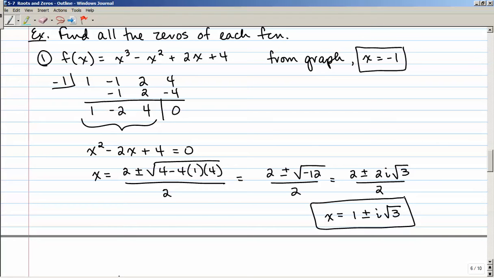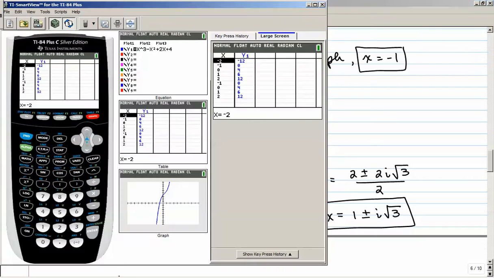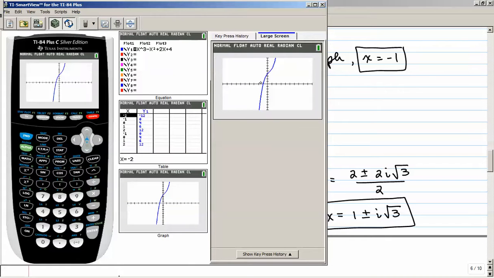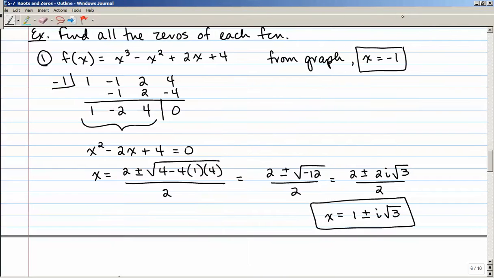So I have one real solution at x equals negative 1. I have two imaginary or complex solutions at 1 plus or minus i square root of 3. And then actually looking back at the graph, that makes sense. There's only one real solution, and because that's the only place it crosses the x-axis, it makes sense that there would be two complex solutions.